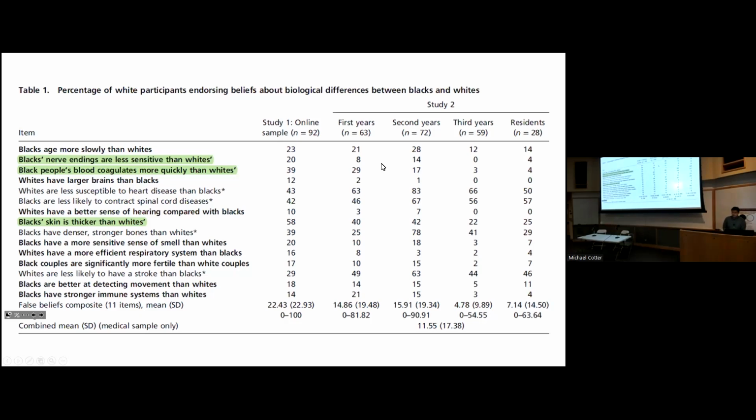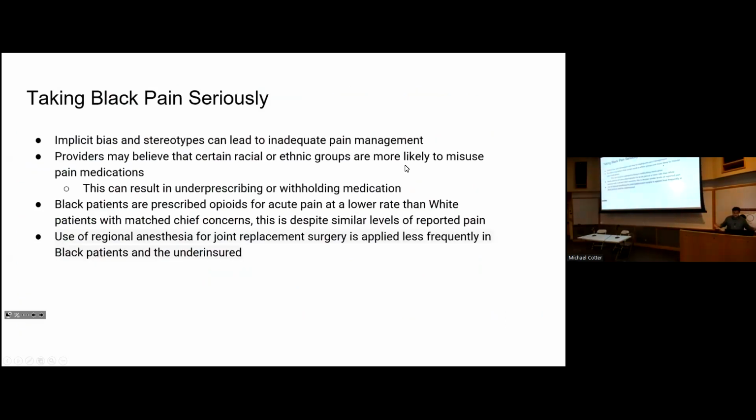Many of these students endorsed that they believed in these fallacies, and at the same time, they were also more likely to endorse a lower score of pain for Black Americans versus white Americans, even though they had the same chief concern and the same level of pain. And so this unfortunately affected their treatment. And so how should we take Black pain seriously?